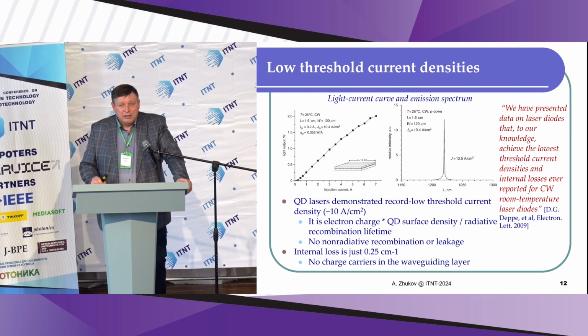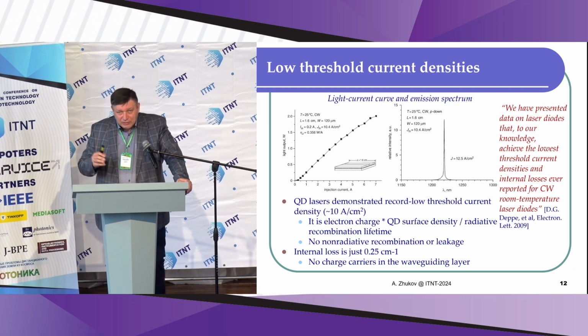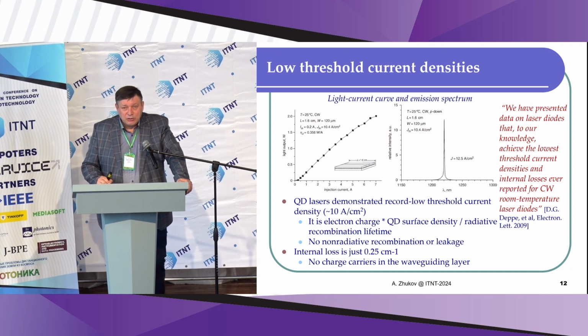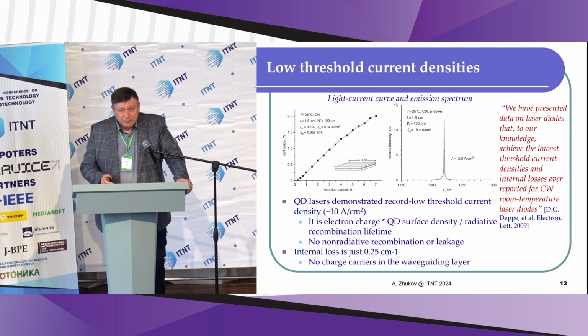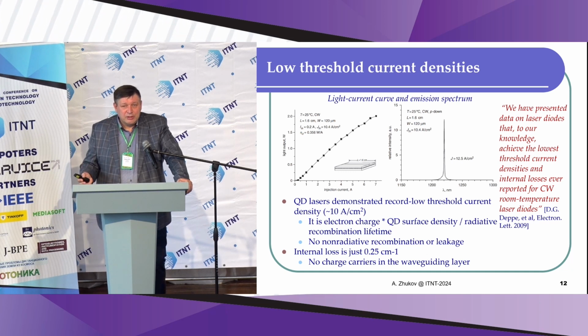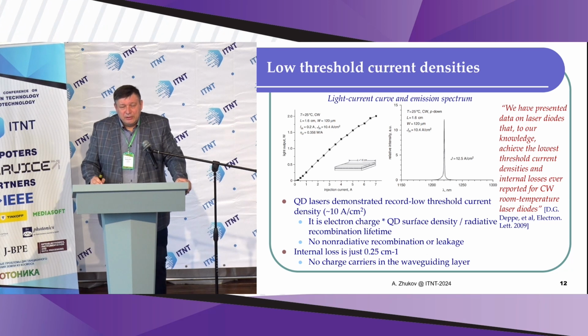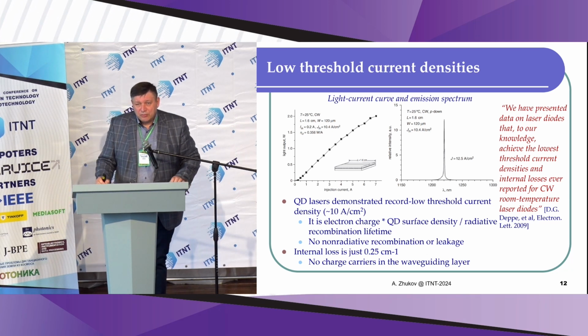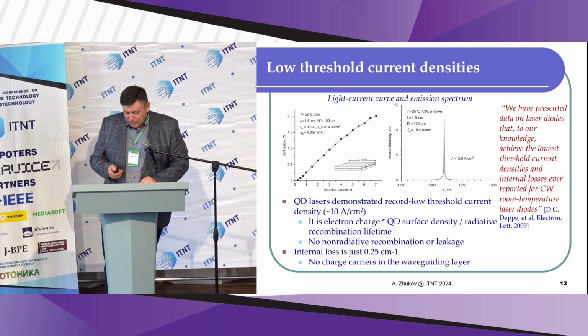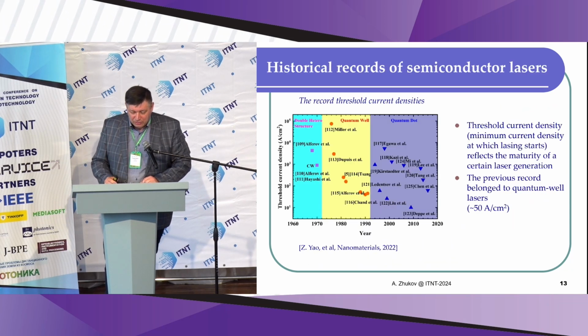If we calculate the current density required to achieve population inversion in a quantum dot array, it would be approximately 10 amps per square centimeter. So this means that there are no additional ways for charge carrier recombination, no non-radiative recombination inside, no recombination on the side walls, for example. So everything works ideally, as expected for an ideal quantum dot array.